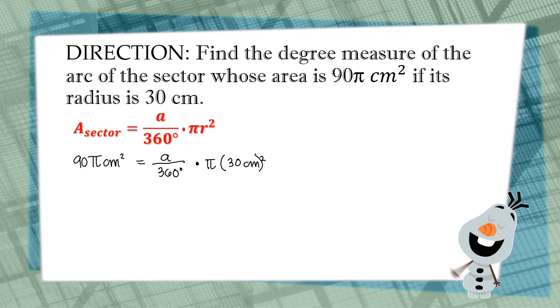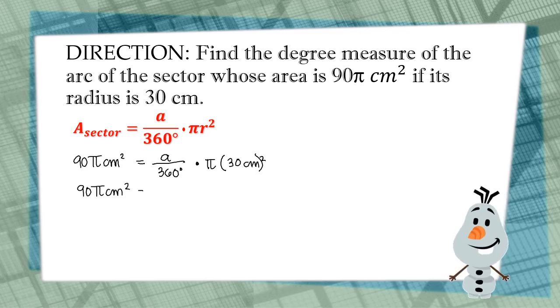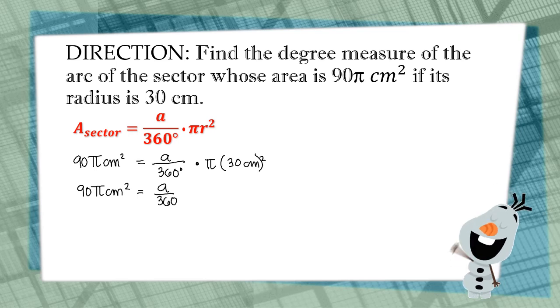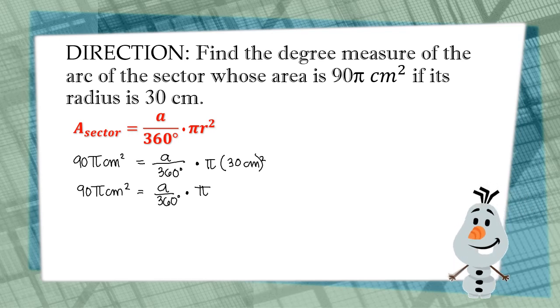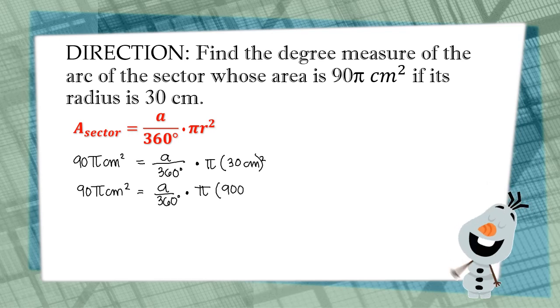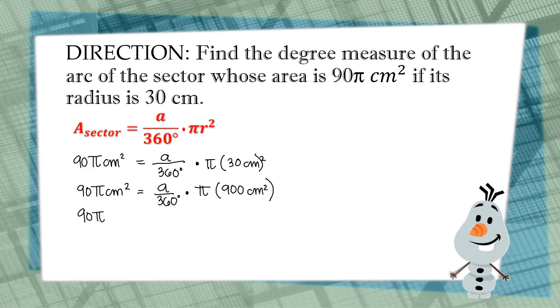Okay, now, so let us simplify first. So 90 pi centimeters squared equals. So I'll just simply copy this for a while. Okay. So let us get what is 30 centimeters squared. So we can have 900 centimeters squared.